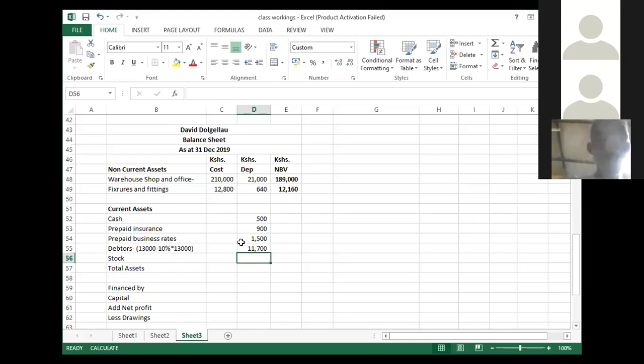What is the amount of stock? 120,600 or 102,500? Amount of stock? 102,500. Good.